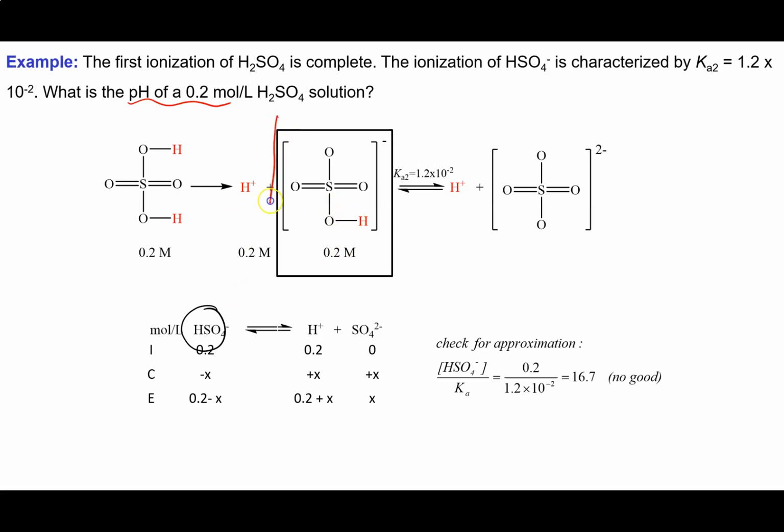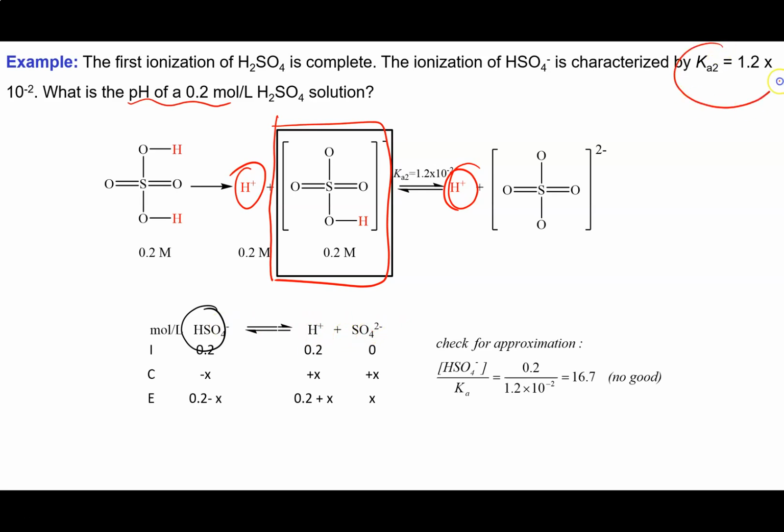And what we're going to do is pick it up by doing an ice table for the HSO4- anion and figure out how much acid is produced in this second ionization and then add it to the 0.2 moles per liter of acid that is produced in the first step. So this is how it's going to begin. We're going to begin with an ice table for the HSO4- anion, and that's going to dissociate to form H+ and SO4 2-.